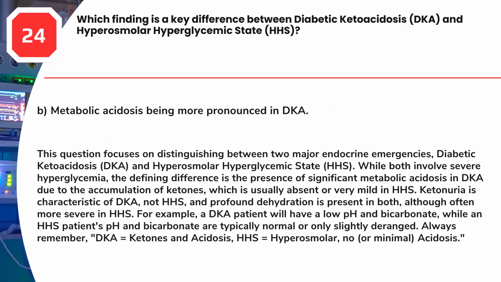Ketonuria is characteristic of DKA, not HHS, and profound dehydration is present in both, although often more severe in HHS. For example, a DKA patient will have a low pH and bicarbonate, while an HHS patient's pH and bicarbonate are typically normal or only slightly deranged. Always remember, DKA equals ketones and acidosis, HHS equals hyperosmolar, with no or minimal acidosis.